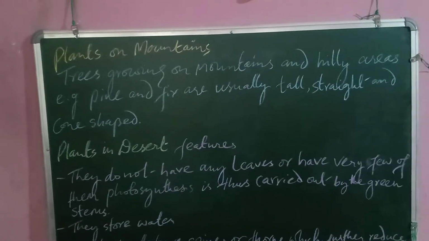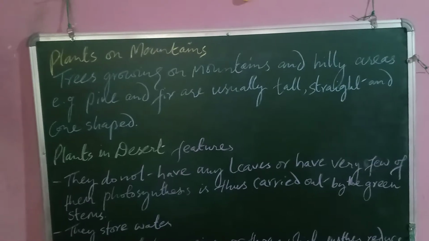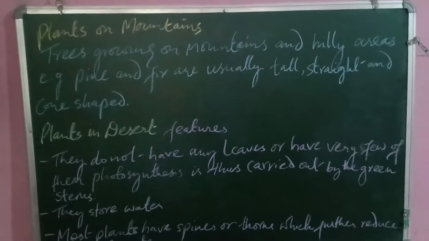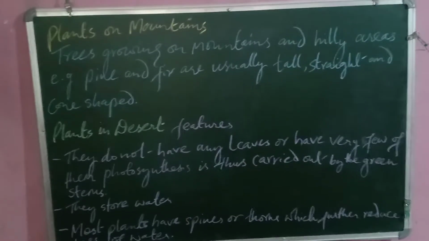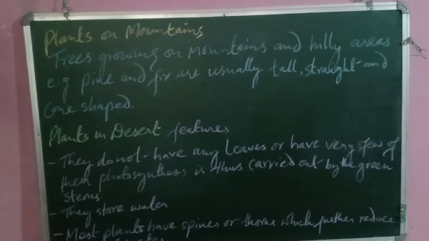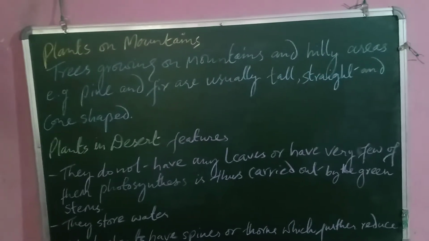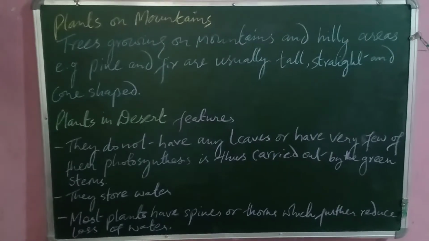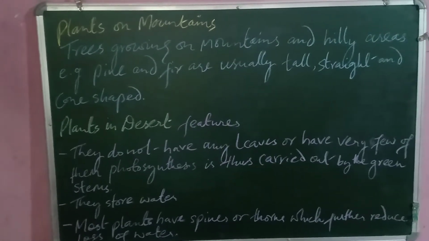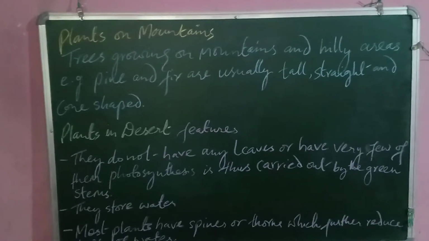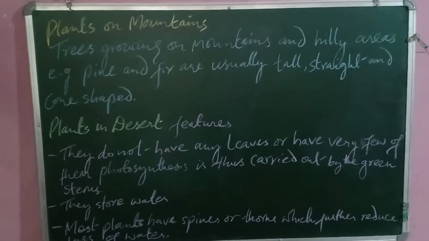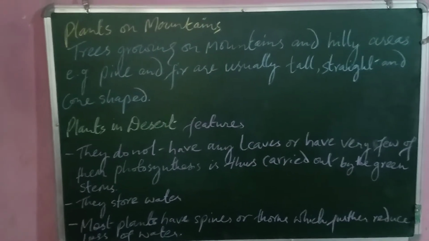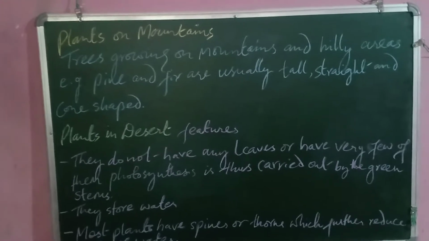The leaves of these trees are needle-like and have a waxy coating to prevent any damage from snow. So the plants which are found on the mountain areas are usually very high, tall, and straight, and have a cone-like shape. And why? Because they have a very unusual shape. That's why the snow easily slides off their branches.